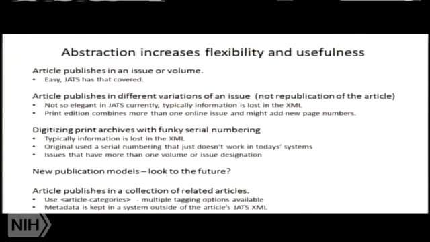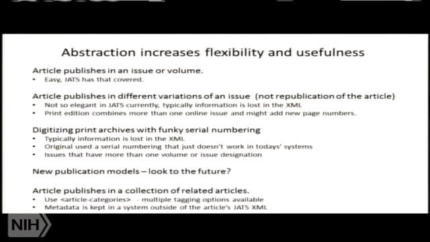So as is often the case, abstraction increases flexibility and usefulness. This is a concept that I believe JATS embraces wholeheartedly. If we can abstract the article volume and issue information into something that's a bit more generic, it could be more descriptive and useful. So for an example, an article that publishes in a volume and issue, that's something that JATS does easily now. It's very standard.